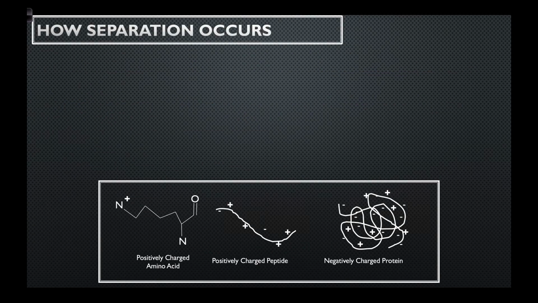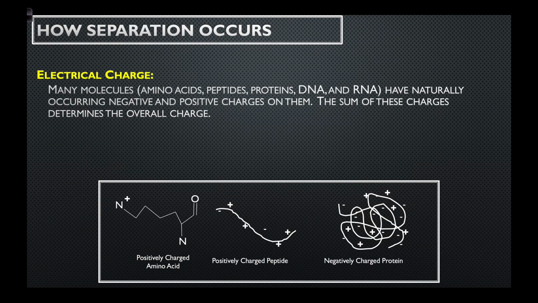Now, separation of our DNA from its initial location to a future location on our gel is going to occur because of two things. One is going to be electrical charge, the other we'll get to in a minute. So, understand that within the body, there are different biomolecules, some charged positive and some charged negative. A lot of molecules have naturally occurring negative and positive charges on them: amino acids, peptides, proteins, DNA, and RNA. And the sum of the charges determines the overall charge.